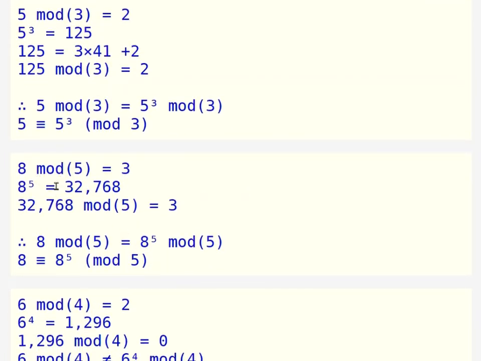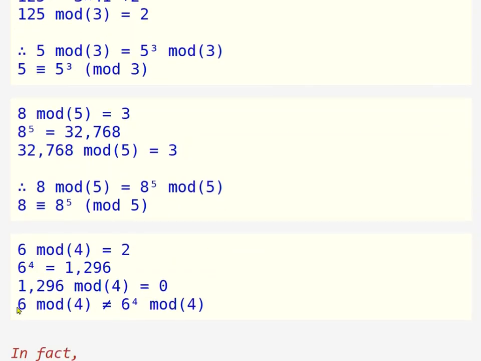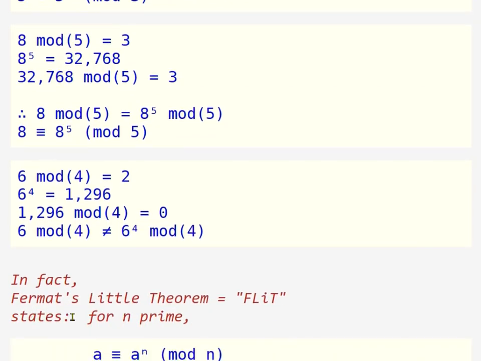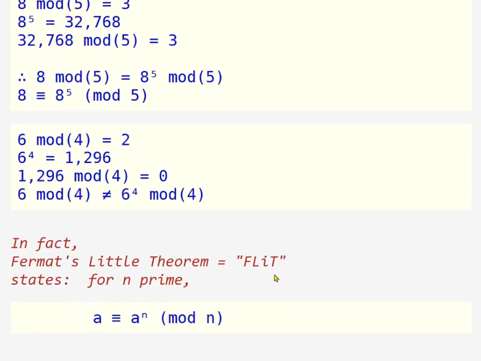There's another example. 8 mod 5 equals 8 power 5 mod 5. But in this example, 6 mod 4 is not equal to 6 power 4 mod 4. So in fact, Fermat's little theorem, FLIT, states that for n prime, only for n prime, a mod n is the same as a power n mod n, or a is congruent to a power n mod n.